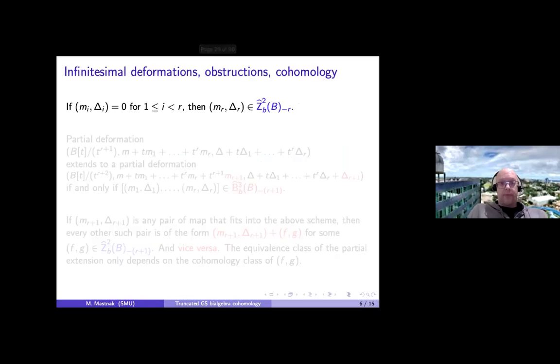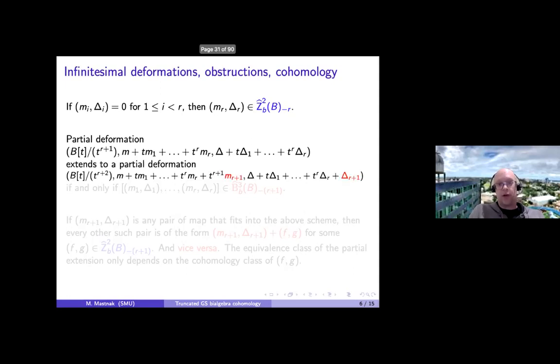Okay, so how does this relate to infinitesimal deformations and obstructions, right? If you start with any formal graded deformation and say that m_i, delta_i are 0 for a while, and then you look at the first non-zero one, then this first non-zero one is precisely a 2-co-cycle in degree negative r. And if you have found a partial deformation, a deformation mod t to the r plus 1, then you can try to extend it to a partial deformation one degree further.